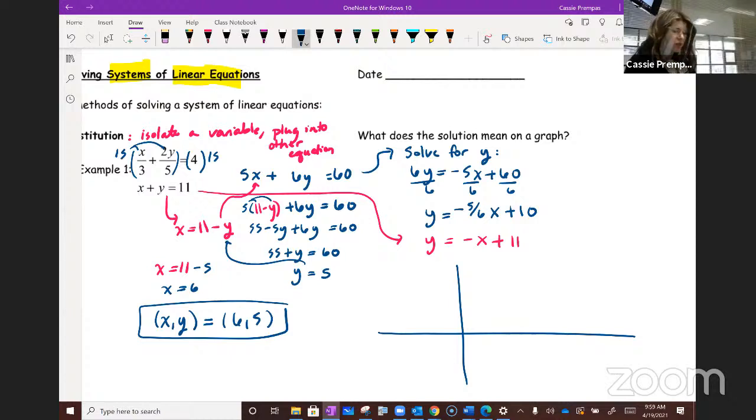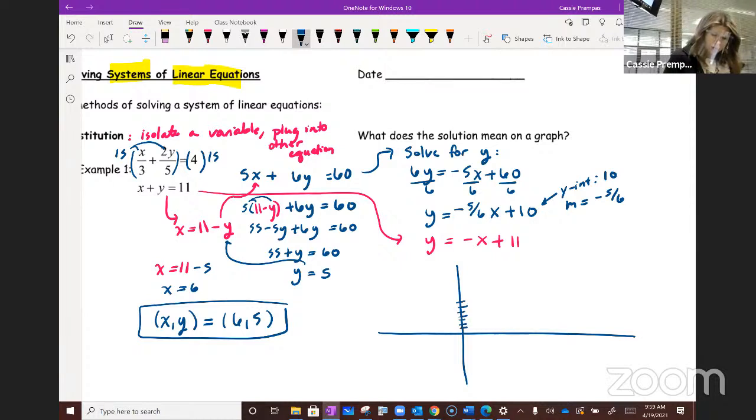I probably should have, but we could go ahead and just kind of sketch this. That's a linear equation, so we can use slope-intercept form. What would be the y-intercept of the first equation? 10. What's the slope? Good, negative 5 over 6. So I would graph that: 1, 2, 3, 4, 5, 6, 7, 8, 9, 10. And I would go down 5, 1, 2, 3, 4, 5, right 6.